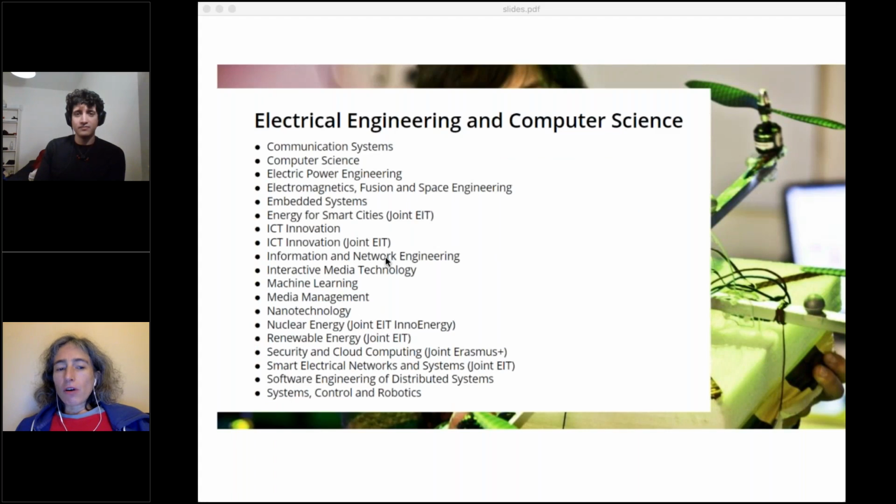Here is a list of all the master's programs that are on offer by this school. And you can see there's quite a range of programs. Here's the machine learning program. So if after this webinar you feel you're not so interested in machine learning, you have lots of other choices to investigate as well. Okay, so this is the Electrical Engineering and Computer Science School.